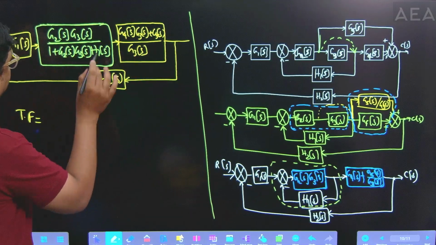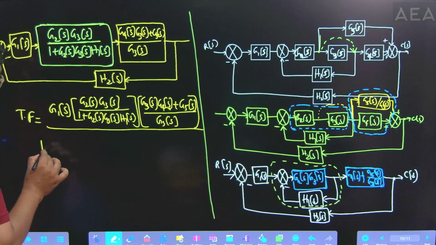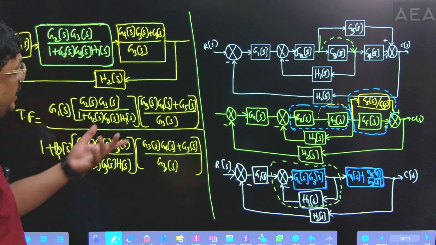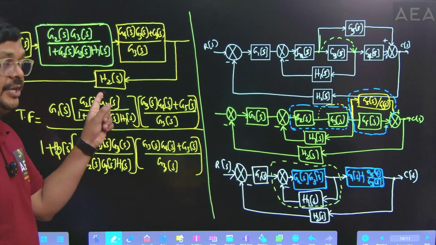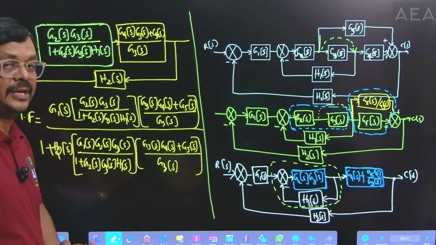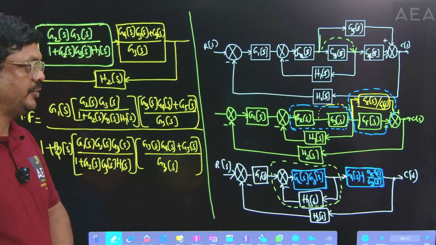Forward path gain, the product of all this, divided by 1 plus this complete function into H2 of s. This is the standard transfer function. Later we can cancel this G3, G3 gets cancelled, G3 gets cancelled, and later take the LCM, then try to write the final transfer function formula.